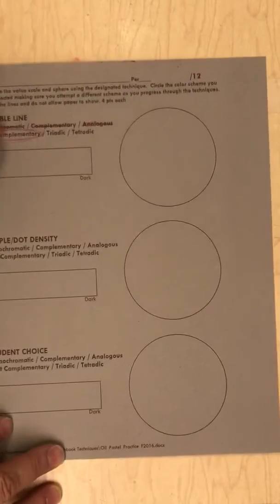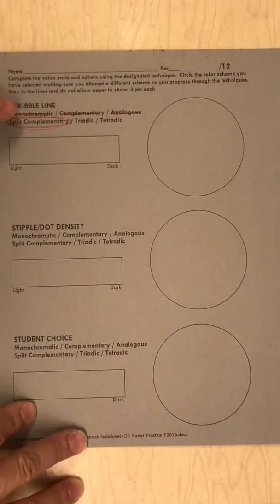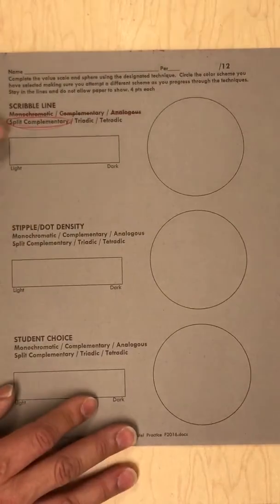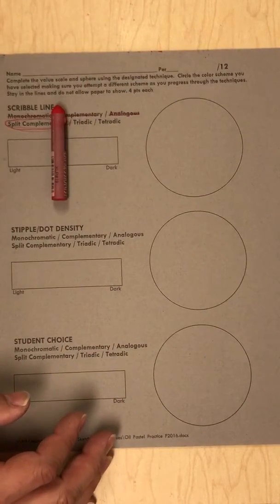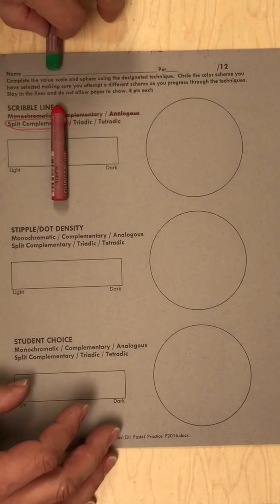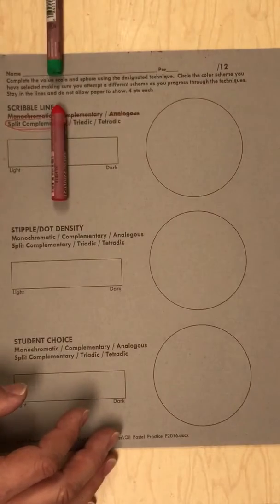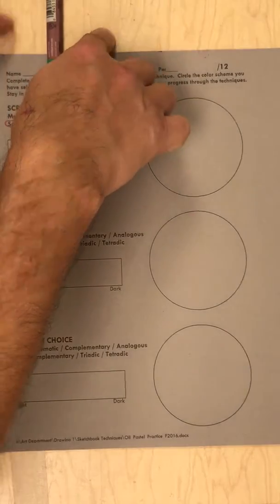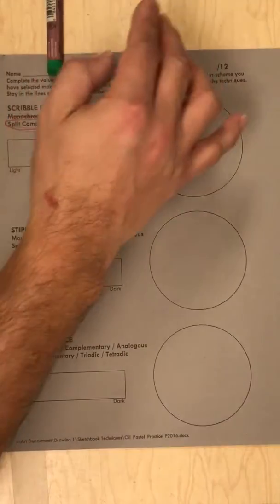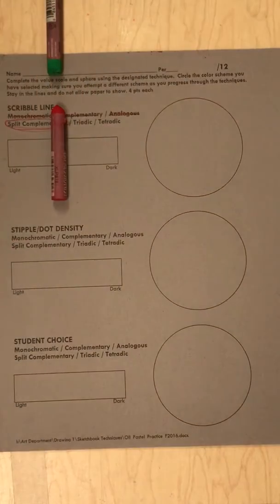Now I'm going to move over onto the second page, and I'm onto Scribble Line. Since I've already used monochromatic, complementary, and analogous, I'm on to split complementary. So split complementary, once again, I'm going to be using my red. Split complementary basically states that I find the color's complement, and I use the colors to the left and to the right, or left, right, depending on how you're looking at this video. So that would be your left, that would be your right. That would be yellow-green and blue-green.